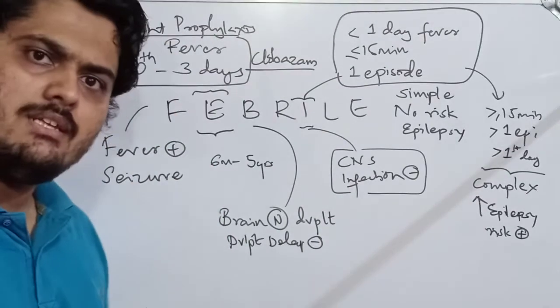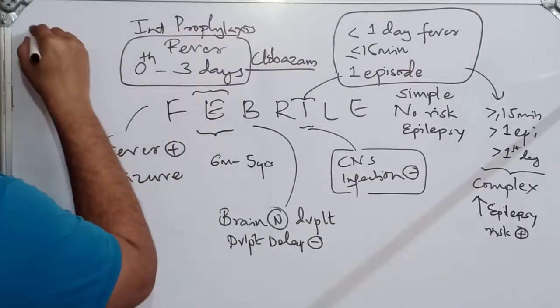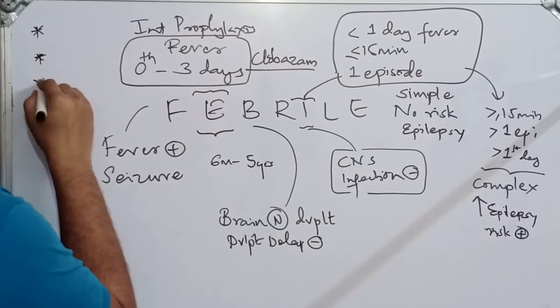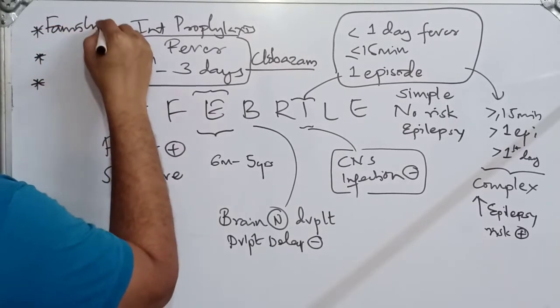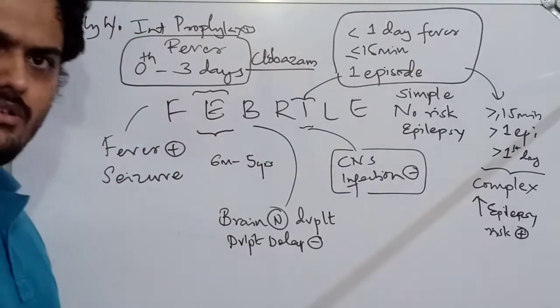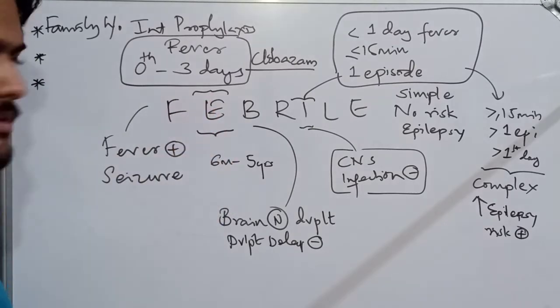So will all babies with fever be given this? No. There is a defined criteria. There are 3 important defined criteria. If the baby has a family history of febrile seizure, in that case you can consider this intermittent prophylaxis.